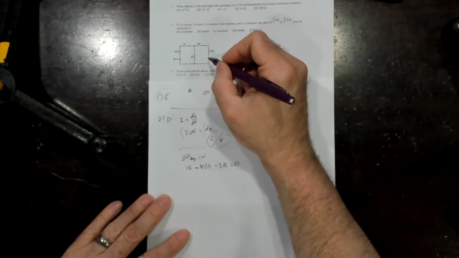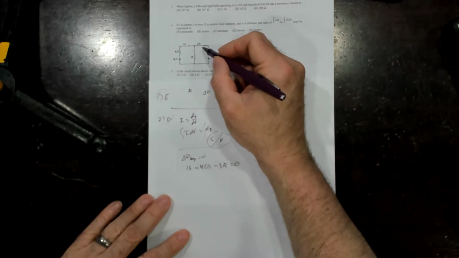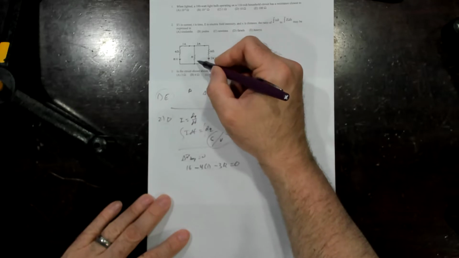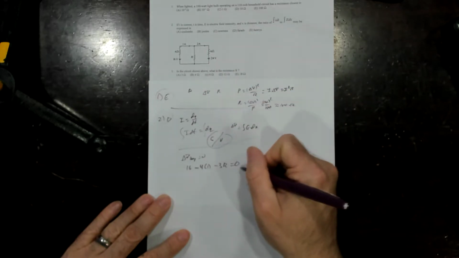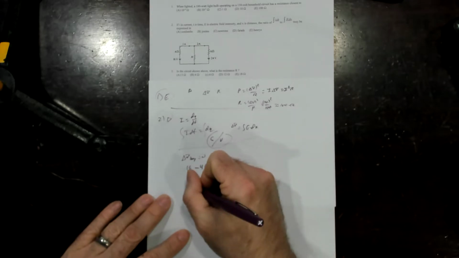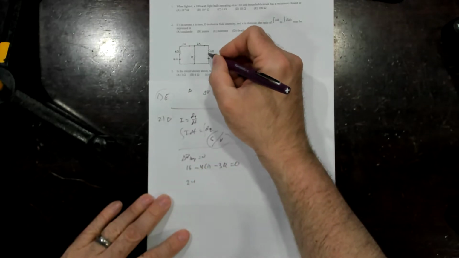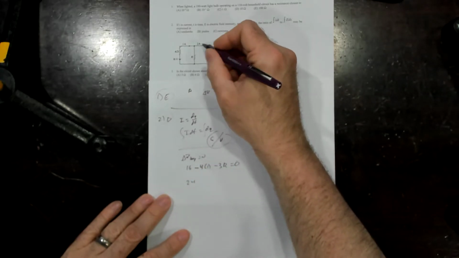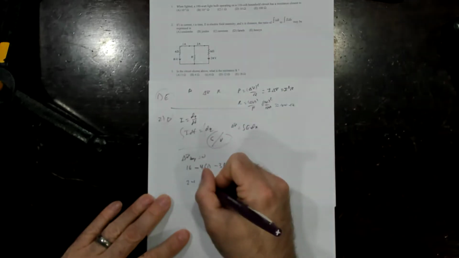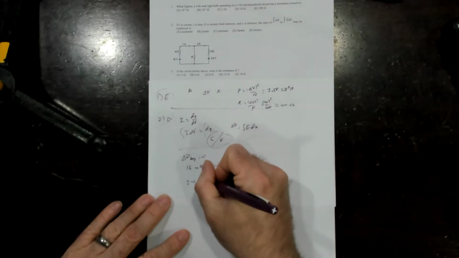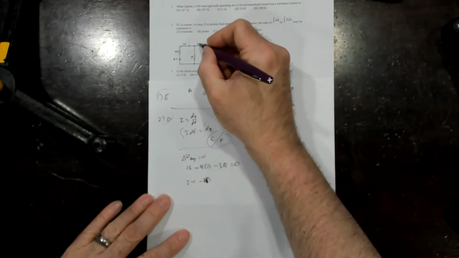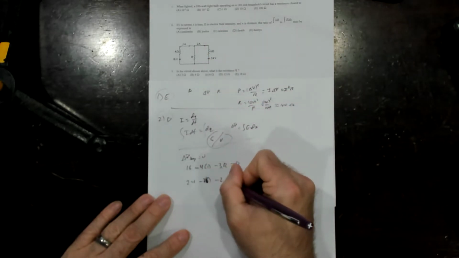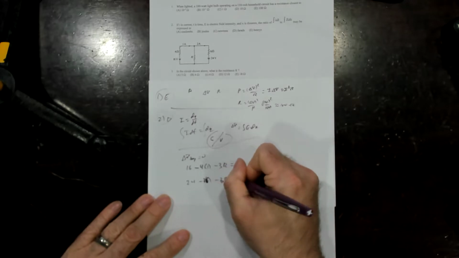I can do the same sort of thing for the right loop. This time in this loop, I've got 2 amps flowing in. I'm going to start at the low V side of the battery and run around this way. So I'm going to go up 24 volts. And then I'm going to go down IR, going with the current, 2 times 6, down 12. And then I'm going to go down, oh sorry, 3 times R.